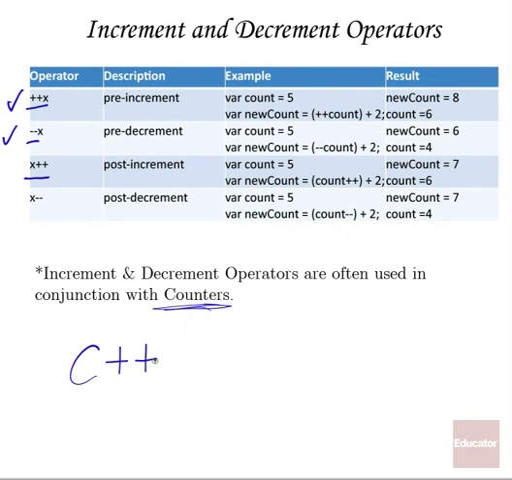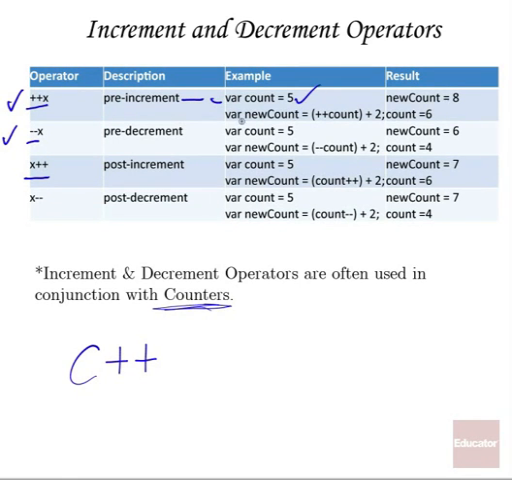Now let's go through some examples here about how these increment and decrement operators get used. Let's say that we're going to use a pre-increment operator and we set up our first variable to have an initial value of 5, okay?